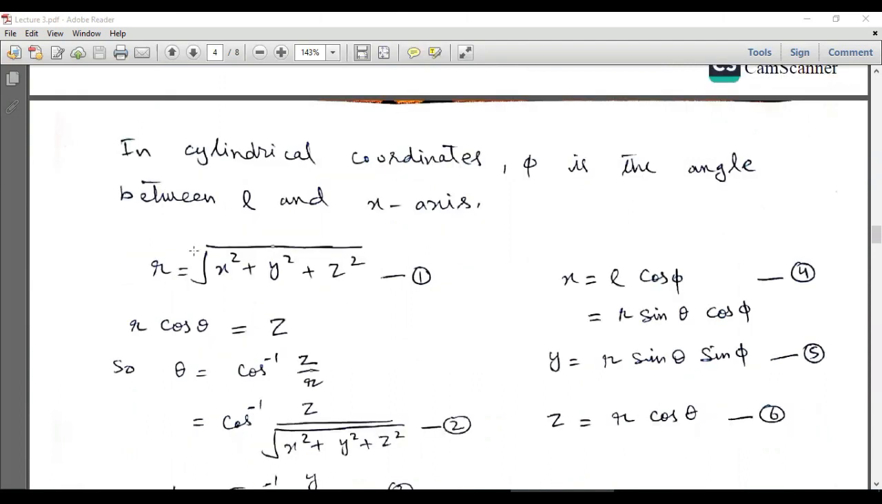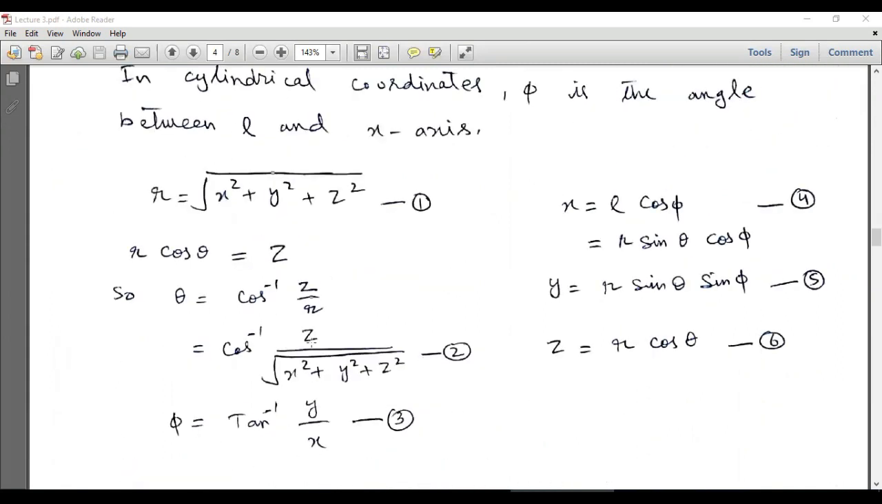Now we can calculate the conversion of the components between spherical and Cartesian coordinates. From Cartesian coordinates, we can calculate the spherical coordinates using expressions 1, 2, and 3. So r is equal to the square root of x square plus y square plus z square, and r cos theta is equal to z. From this expression, we can calculate theta in terms of x, y, and z.